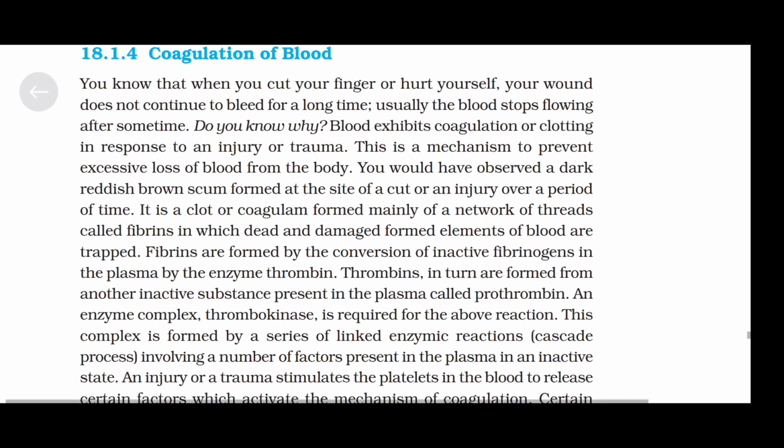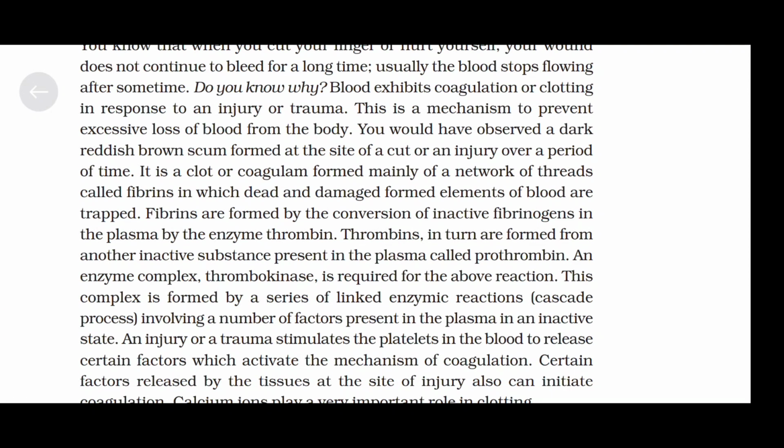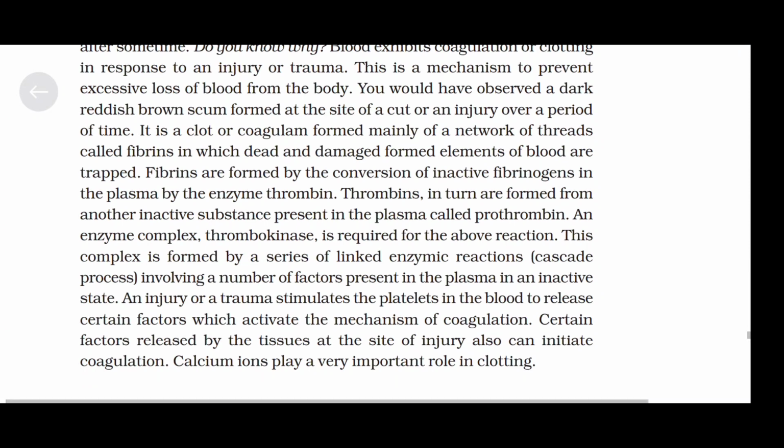You would have observed a dark reddish brown scum formed at the site of a cut or an injury over a period of time. It is a clot or coagulum formed mainly of a network of threads called fibrins, in which dead and damaged formed elements of blood are trapped. Fibrins are formed by the conversion of inactive fibrinogens in the plasma by the enzyme thrombin. Thrombins in turn are formed from another inactive substance present in the plasma called prothrombin. An enzyme complex, thrombokinase, is required for the above reaction.